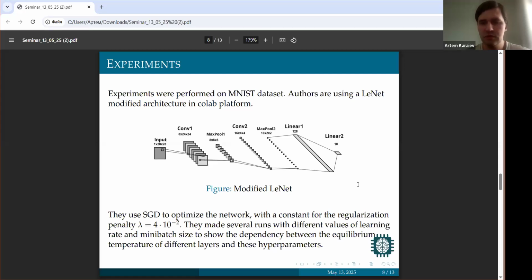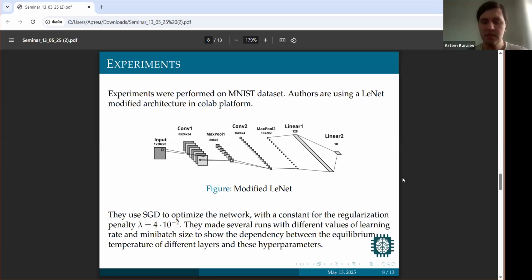This architecture is used by the authors in the experiment. So they use stochastic gradient descent as an optimizer. They use regularization of it, and on the next slides I will show you different plots for different values of learning rate and mini batch. I need to note that the next slides will show not the total temperature of the system, taking into account all trainable parameters of all layers. We will see the temperature of different layers.